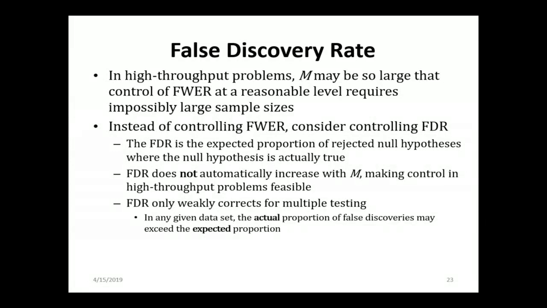So it's a very weak form of control as compared with the family-wise error rate, which guarantees you a certain probability of making even one error. One reason people dislike the false discovery rate is because it's so forgiving in that way. But its forgivingness is what makes it feasible for these high throughput problems.